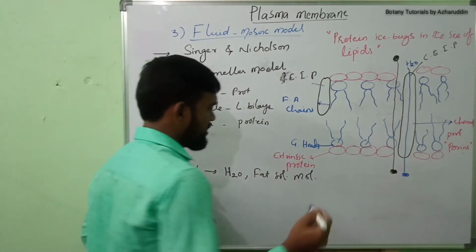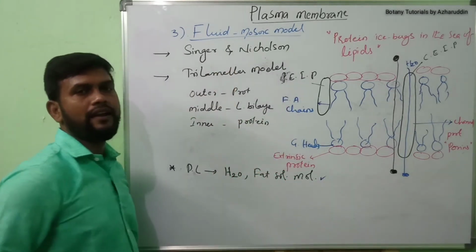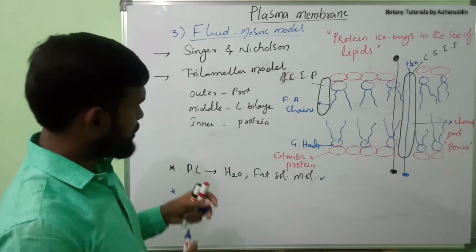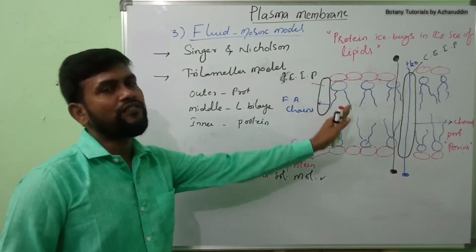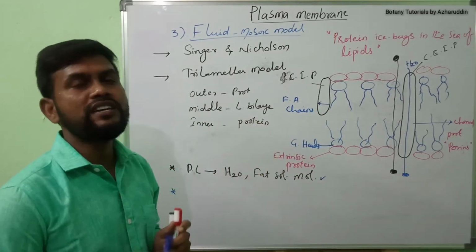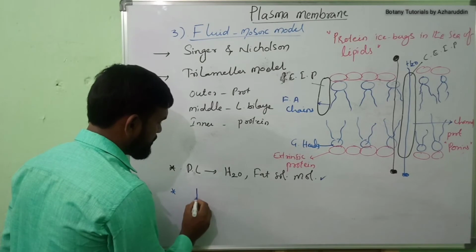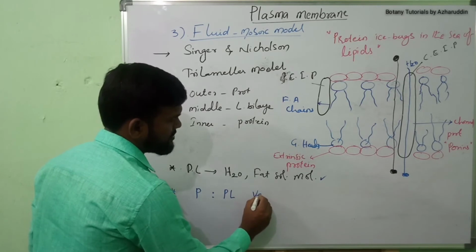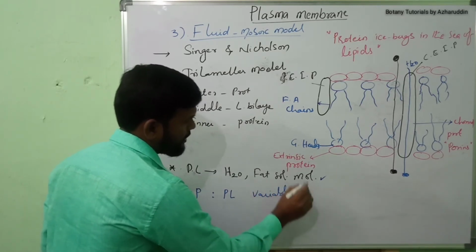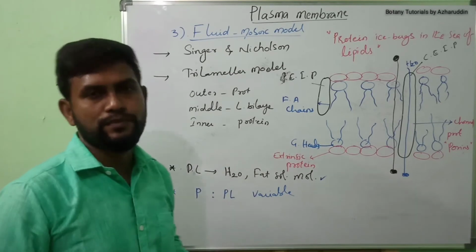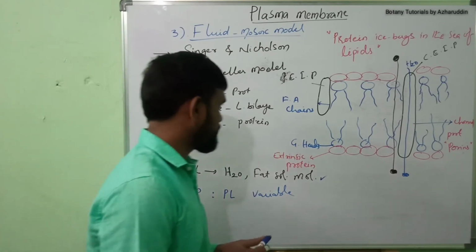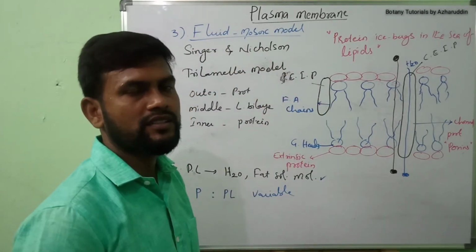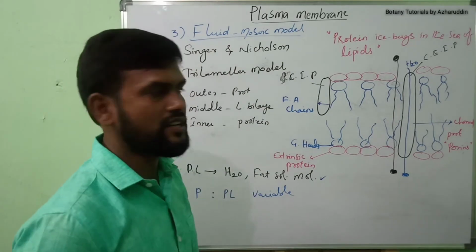Okay, the first property is explained by Singer and Nicholson. Next property: the protein phospholipid ratio is variable. In the plasma membrane, the protein and phospholipid ratio is variable. That must change in the plasma membrane. Let us check this point in the structure of the plasma membrane according to the fluid mosaic model.